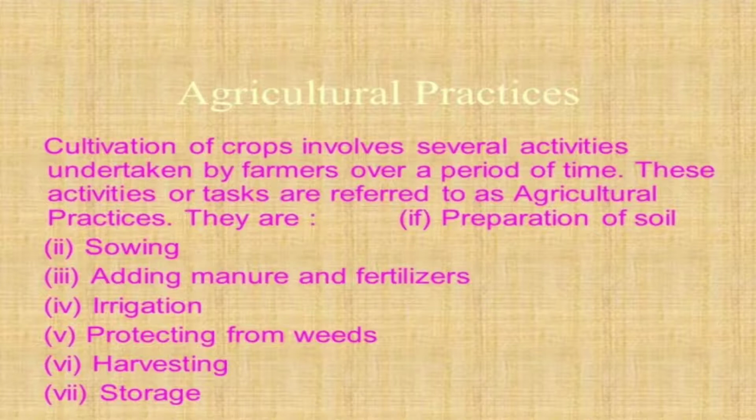First of all, we are going to learn the first step for growing a crop, that is the preparation of soil. Second is sowing. Third is adding manure and fertilizers. Fourth is irrigation. Next, protecting from weeds. Weeds are unwanted plants which grow along with the crop which we are growing. Next is harvesting. After maturing, we cut off the plants, the crops. Then storage, we store the produce so that it does not get spoiled.